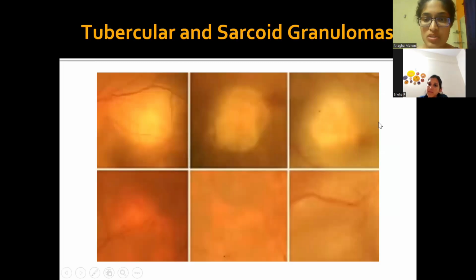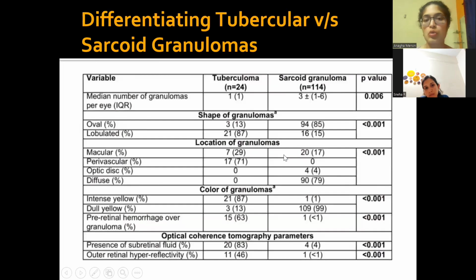Now, the first three pictures on the upper part represent your tubercular granulomas. You can see that they are very golden. They have a very clear border. See these blood vessels that are going on top, they're vascularized. But when you're talking about sarcoid, there are little dull, quiet nodules, okay? They're not very prominent compared to your tubercular counterparts.